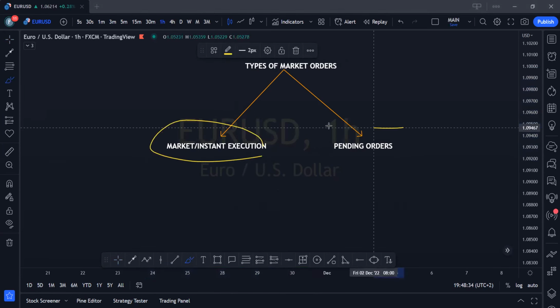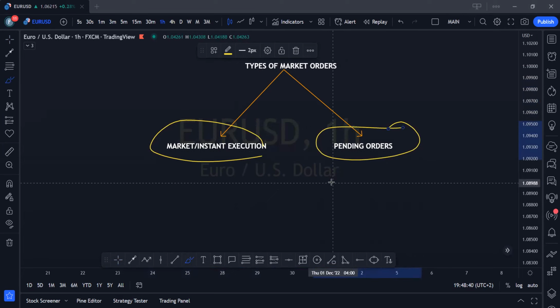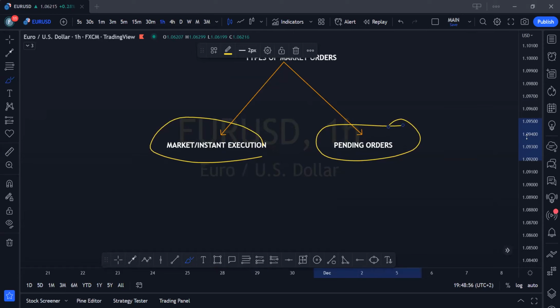So we've dealt with instant execution. Now let's talk about pending orders. So when we talk about pending orders, what are we talking about? That means you also want to enter a buy or a sell scenario, but you don't want to enter immediately. You want to enter at a later date, right? So that's why we call it pending orders.